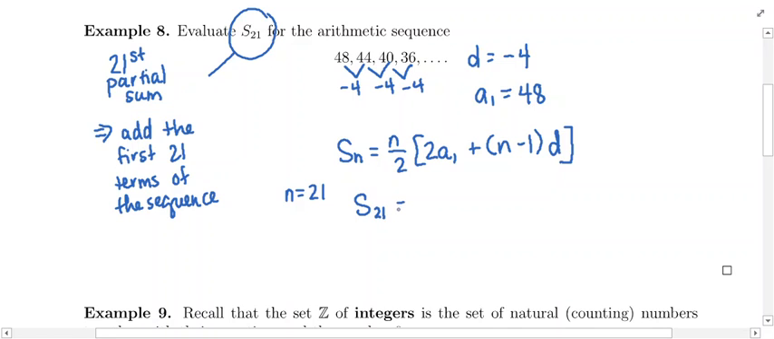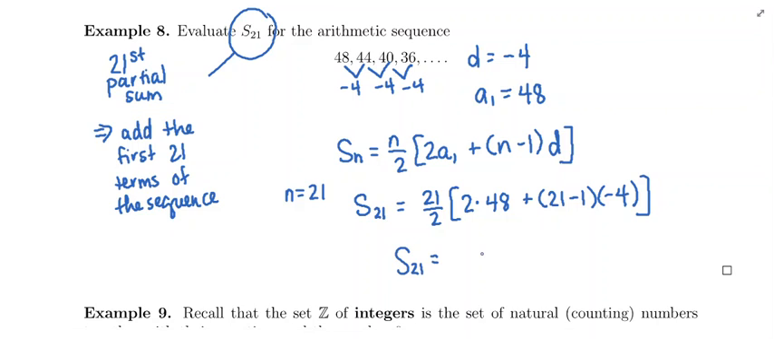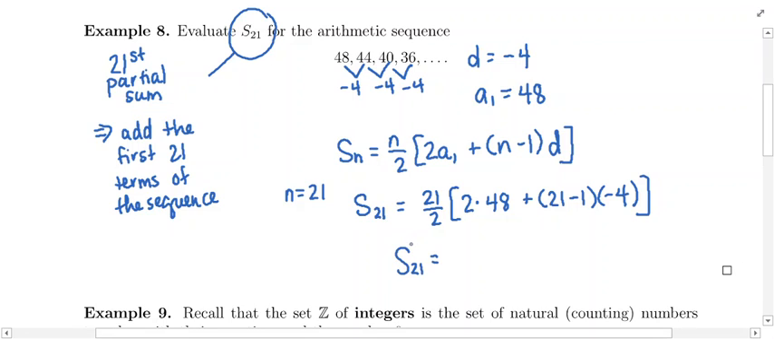So S of 21 is going to be 21 divided by 2 times 2 times A1. A1 is 48, plus 21 minus 1 times the D value, which is -4. Just doing this computation will tell us the 21st partial sum. If I add up the first 21 terms of the sequence, meaning 48 plus 44 plus 40 plus 36, all the way out to the 21st term, this is what it's going to add up to be. I'm going to go to my calculator to compute this.